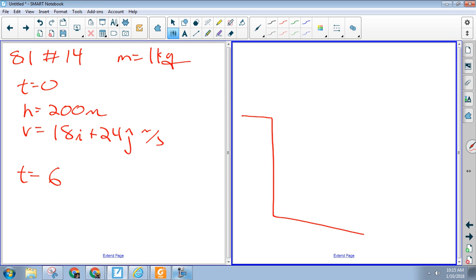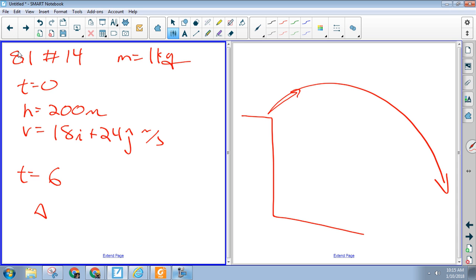So the fact that these are both positive means that our object is being fired this way, right? So that it's got an x velocity of 18 and a y velocity of 24, right? And so it's going to go off of the building like this, right? Cool? And so what we want to know is what the change in gravitational potential energy is at the end of those 6 seconds, yes?